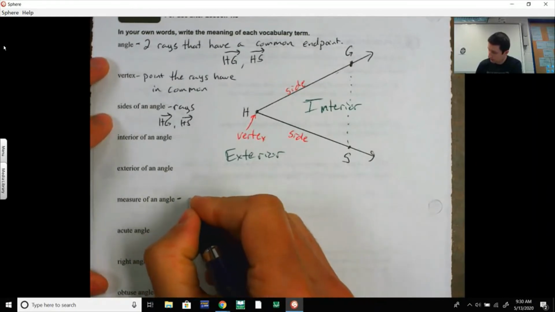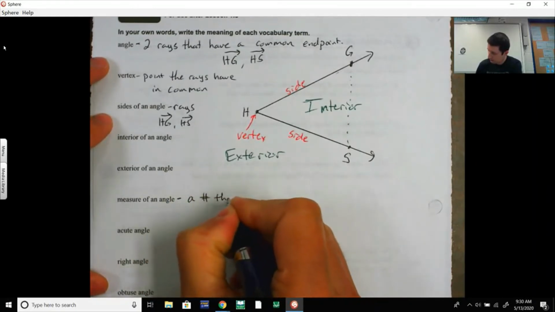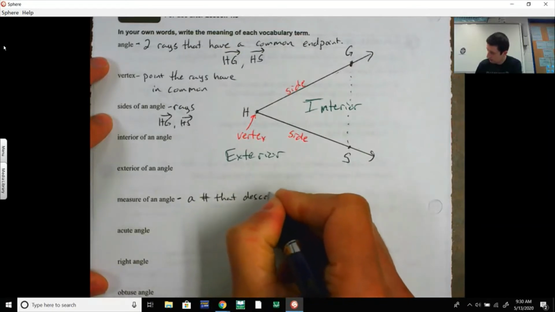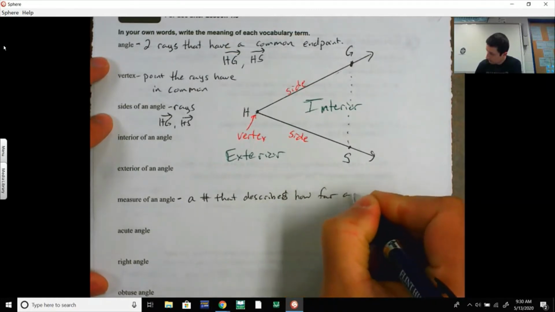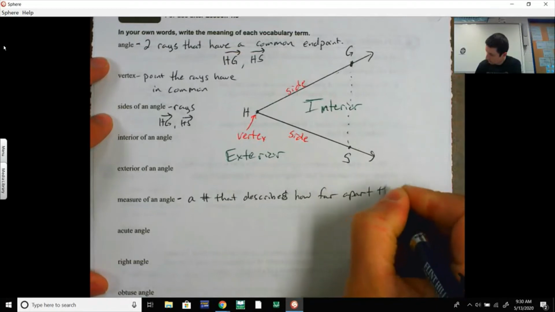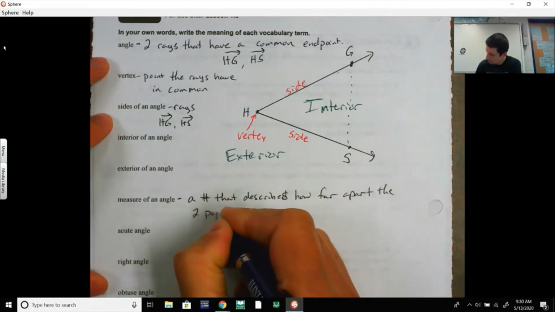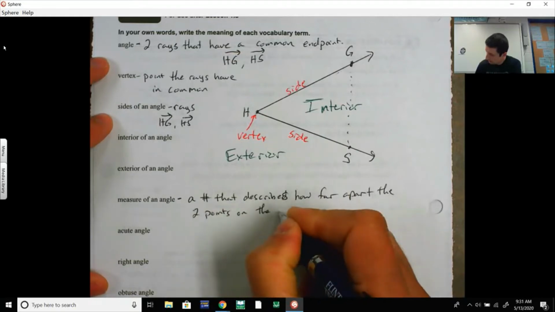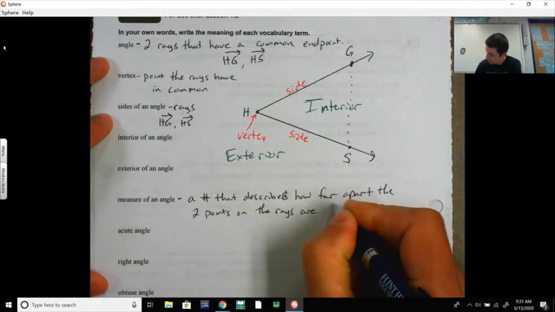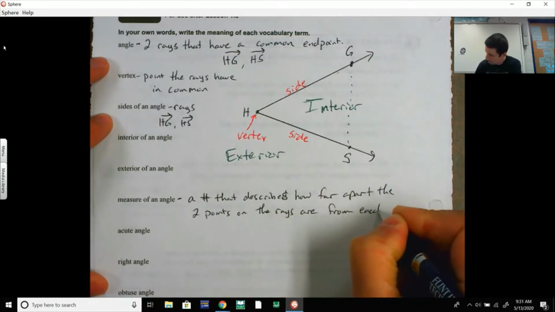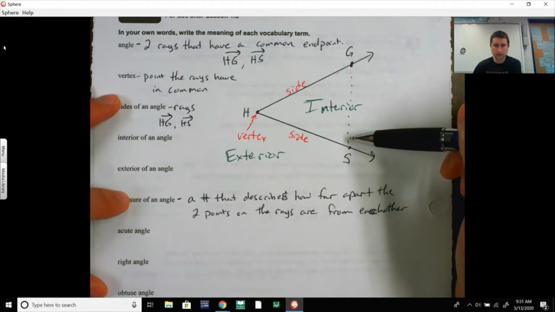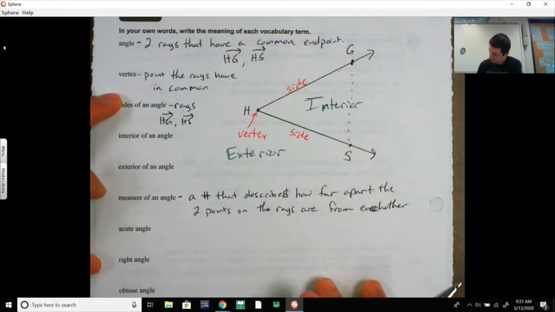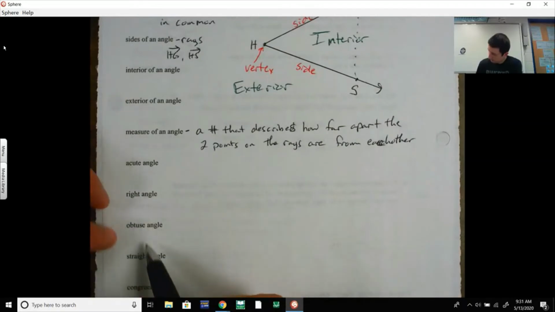So the measure of an angle, it's a number that describes how far apart the 2 points on the rays are from each other. Okay? So if it's a small number, these 2 points, G and S, are relatively close to each other. If it's a large number, they're farther away from each other. Acute, right, obtuse, straight, we already talked about those.